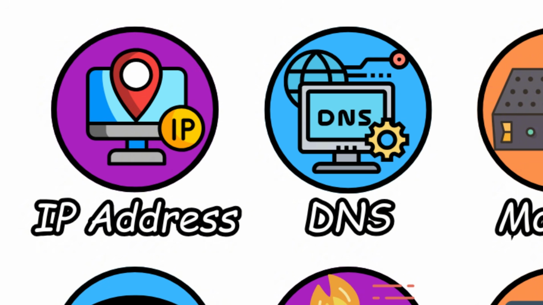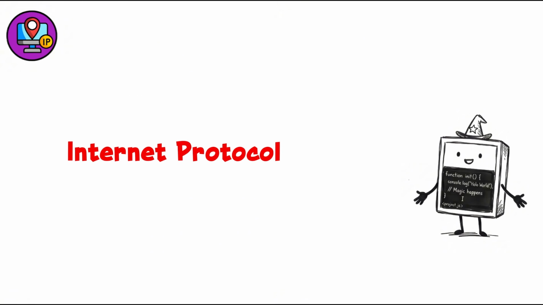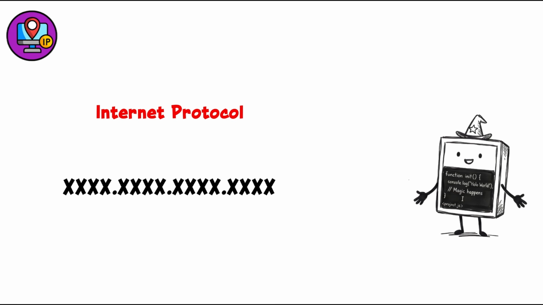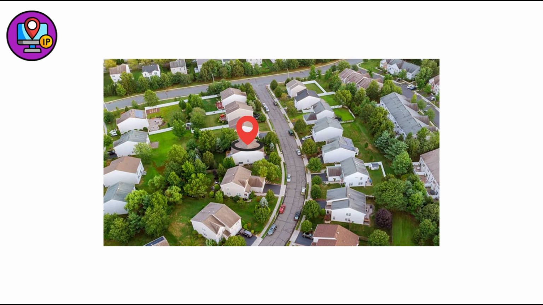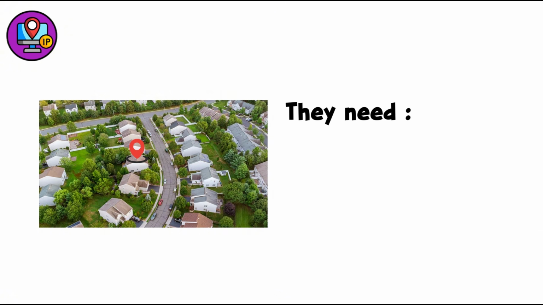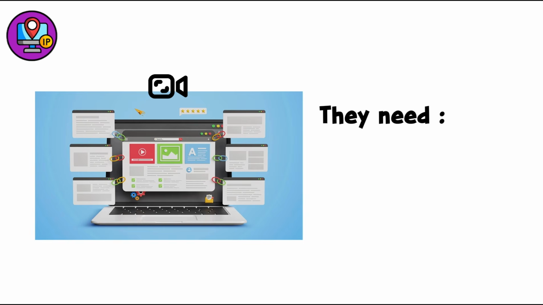IP address. Every device connected to the internet has an IP address. Your phone, your laptop, your smart TV, even your printer that you've used exactly twice. IP stands for Internet Protocol, and the address is basically a unique number assigned to your device so that data knows where to go and where to come from. Think of it like a home address. If someone wants to send you a letter, they need your street and house number. If a website wants to send you a video, it needs your IP address.